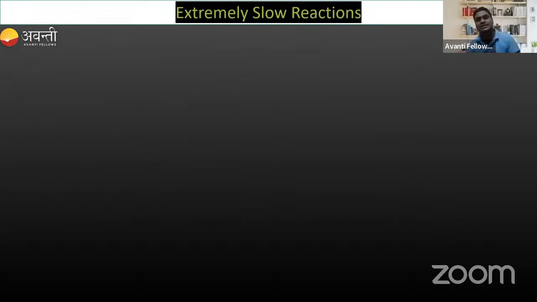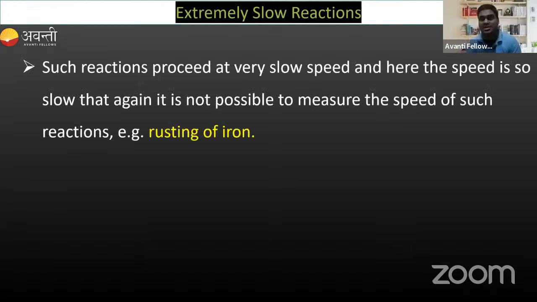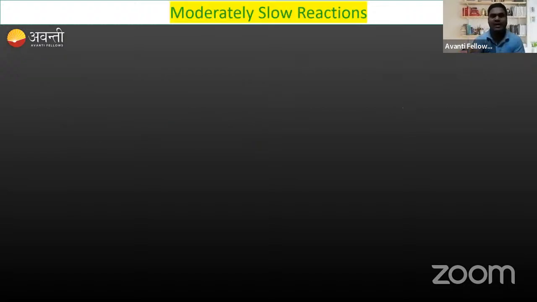Now, what is an extremely slow reaction? Such reactions proceed at a very slow speed, so slow that it is not possible to measure their speed. In the case of fast reactions, it is impossible to measure the speed because the reaction is very fast, but in extremely slow reactions it is also not possible because the speed is so slow. For example, rusting of iron.